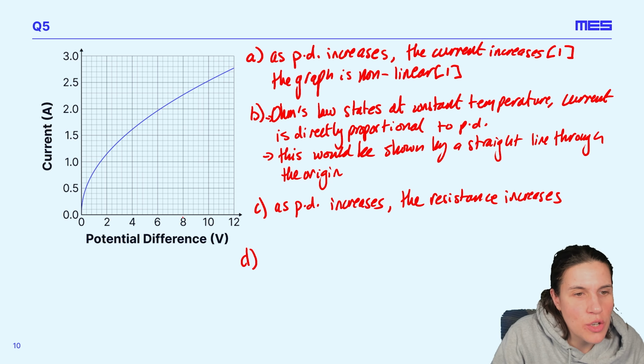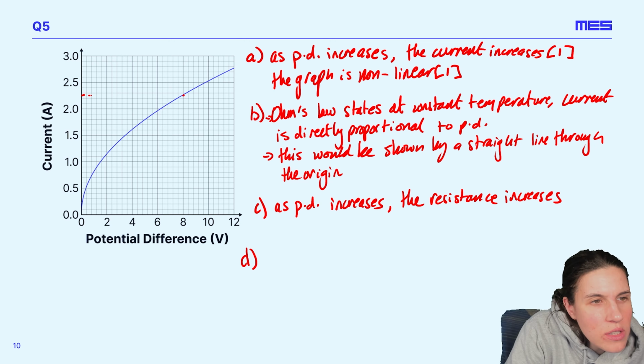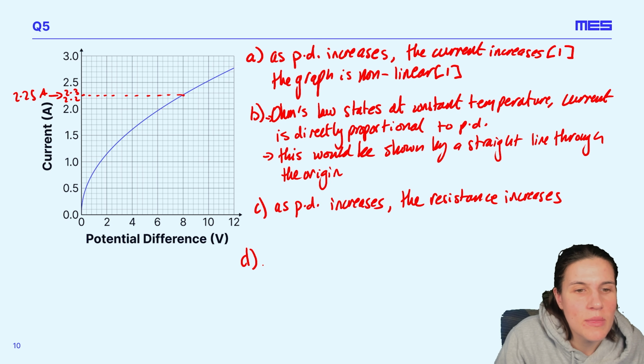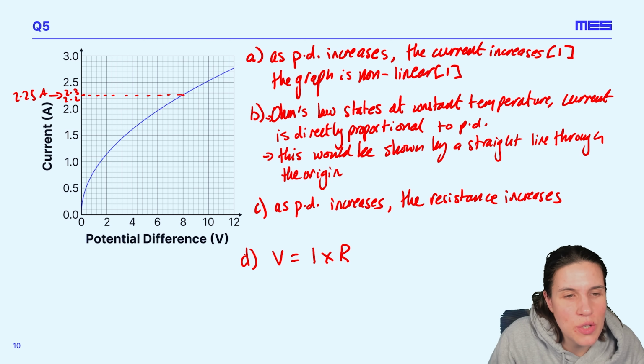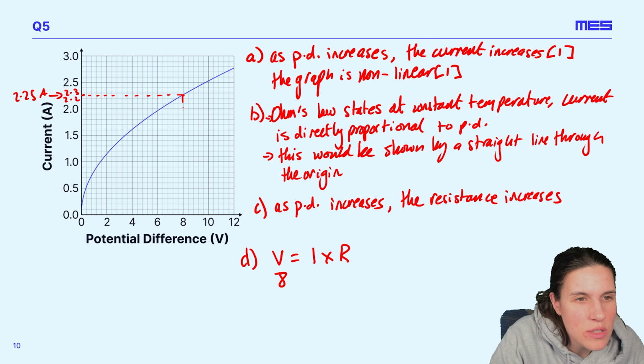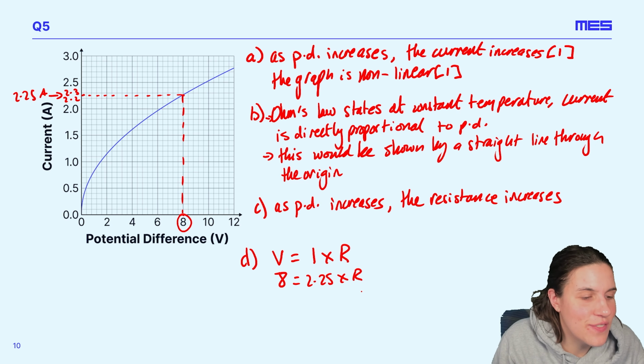So I'm going to go up from 8 here. So at 8 volts, I know that my current is about halfway between 2.2 and 2.3 amps. So that current reading is going to be 2.25 amps. So I know the equation V is equal to I multiplied by R. The potential difference is going to be 8 volts, as you can see here. The current is going to be 2.25, and I need to find the resistance.